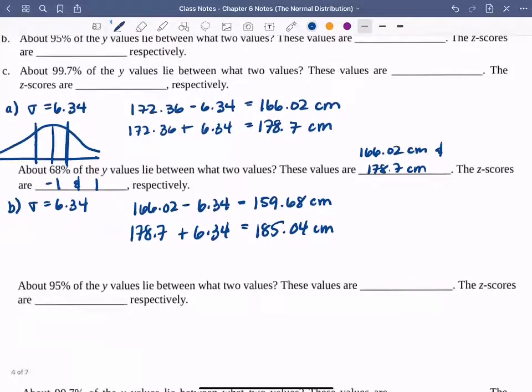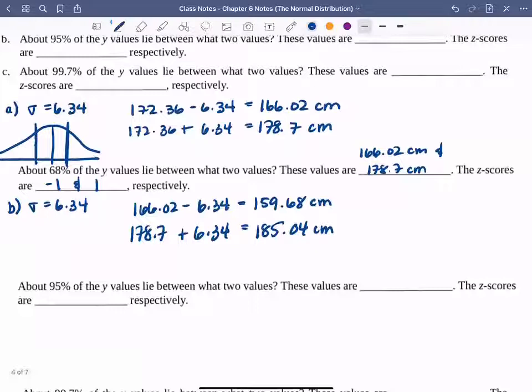So about 95% of the Y values lie between what two values? These values are 159.68 centimeters and 185.04 centimeters. The Z-scores are -2 and 2, respectively. Right? 2 standard deviations to the left, 2 standard deviations to the right.